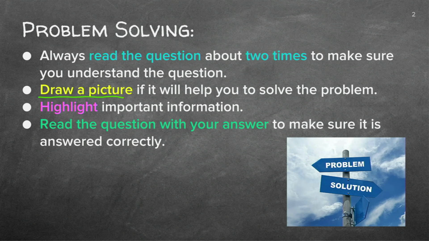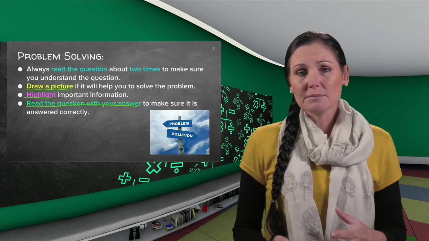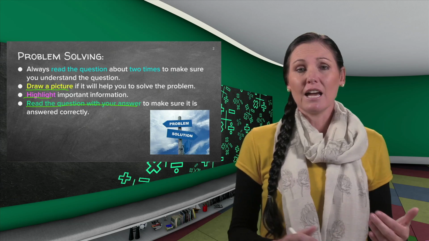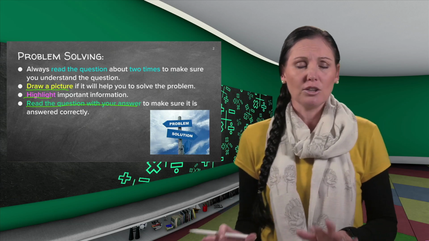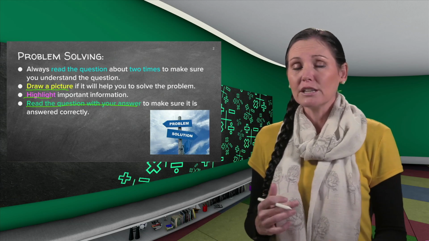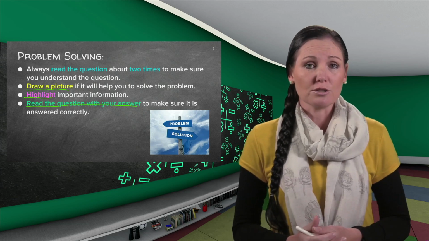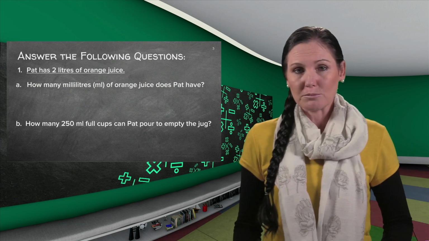Draw a picture if it will help you to solve the problem. Sometimes when we've got a visual picture of what I'm supposed to do, it makes it easier for you. Then highlight important information. And then the last one, read the question with your answer. Because sometimes I ask you, we're busy with capacity and volume, to answer the question in milliliters. And now you worked with liters and you stop there and you leave your answer as liters. But when you read it with the question again, you will realize that I have to convert or change my answer. So let's start with problem solving.